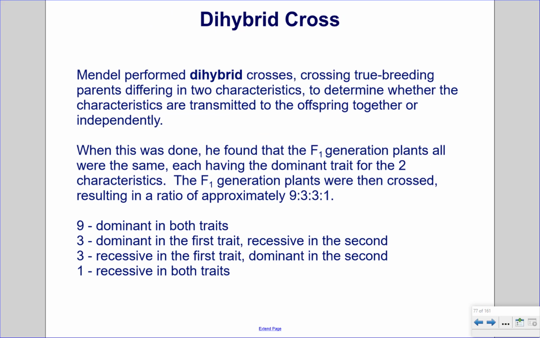In other words, did they behave independently of each other or not? Dihybrid cross. Mendel performed dihybrid crosses, crossing true breeding parents differing in two characteristics to determine whether the characteristics are transmitted to the offspring together or independently. When this was done, he found that the F1 generation plants all were the same, each having the dominant trait for the two characteristics. The F1 generation plants were then crossed, resulting in a ratio of approximately 9:3:3:1. 9, dominant in both traits, 3, dominant in the first trait, recessive in the second, 3, recessive in the first trait, dominant in the second, and 1, recessive in both traits.